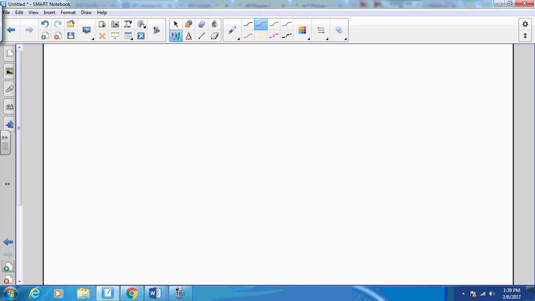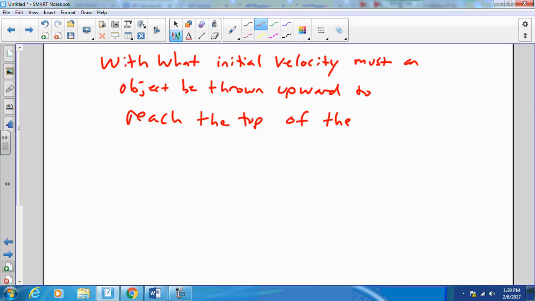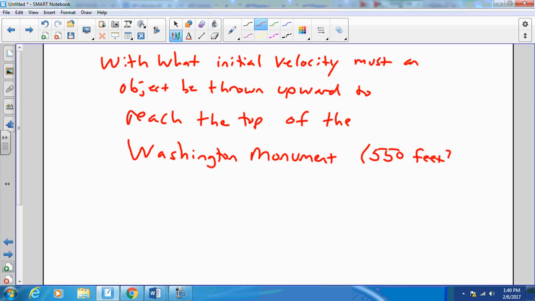Let's consider another problem. What initial velocity must an object be thrown upward to reach the top of the Washington Monument, 550 feet?